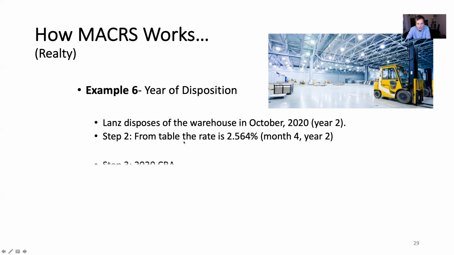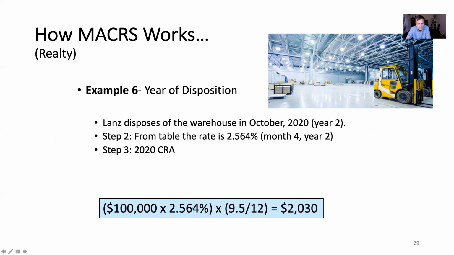So I'm going to take that rate times my original basis. That would be the full year depreciation. But I sold it in October, so I get half of October and all of the months before that. So I get January through September plus half of October. So that's 9.5 out of the 12 months times the full year depreciation, which gives me a deduction for year 2 of $2,030.